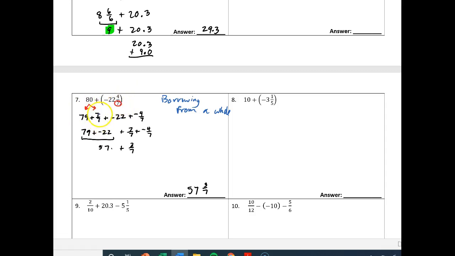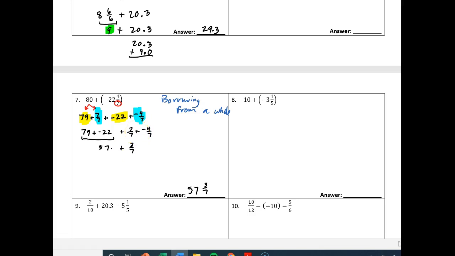So 7 over 7, because what is that? That's still 1, and 79 plus 1 is still 80. So I haven't done anything to the 80, I just rewrote it. I did that so that I could then use the commutative property of addition and put the whole numbers next to each other. So the 79 and the negative 22, and the fractions next to each other, the 7 over 7 and the negative 4 sevenths, right? So 79 plus negative 22 gets you 57, and then 7 sevenths plus negative 4 sevenths gets you 3 sevenths. They're both the same sign, so you can just slap them together.